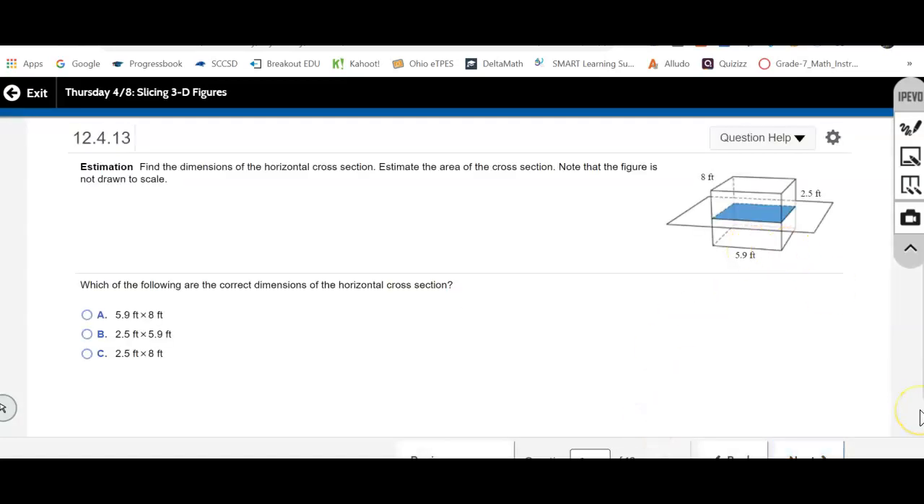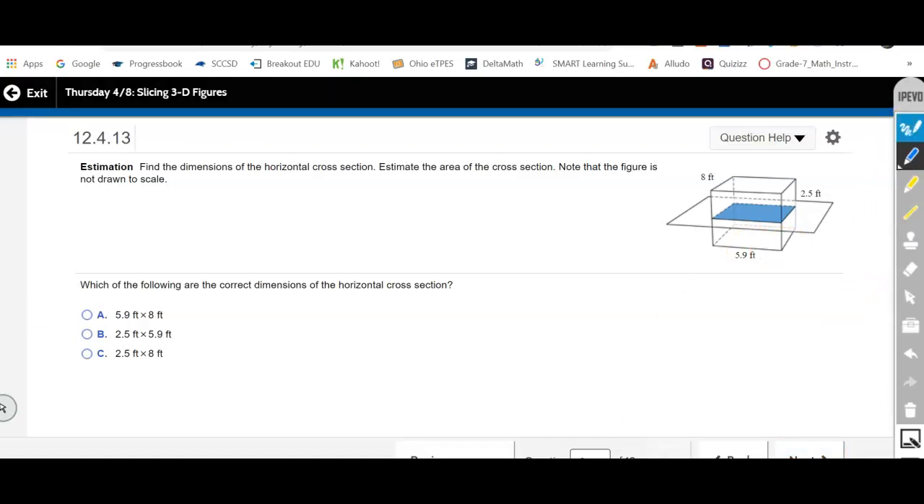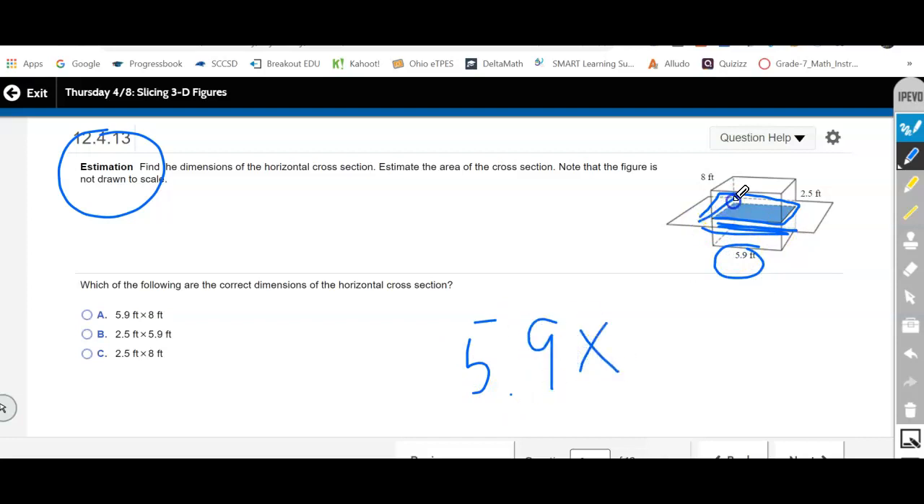All right, number 9. It's got 2 parts. Extremely important to pay close attention on this because it is an estimation question. Usually when it says estimation, they don't want you to have to use a calculator. They want you to estimate it. So the first thing we're going to do is figure out what are the dimensions of this rectangle slice. It's 5.9 by, this one right here was up here, so that would be 8, right? So I click on that, 5.9 by 8.